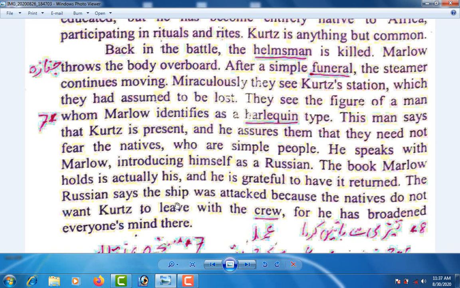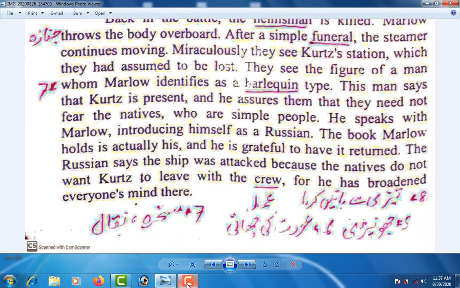The Russian says the ship was attacked because the natives do not want Kurtz to leave with the crew, for he has broadened everyone's mind there.